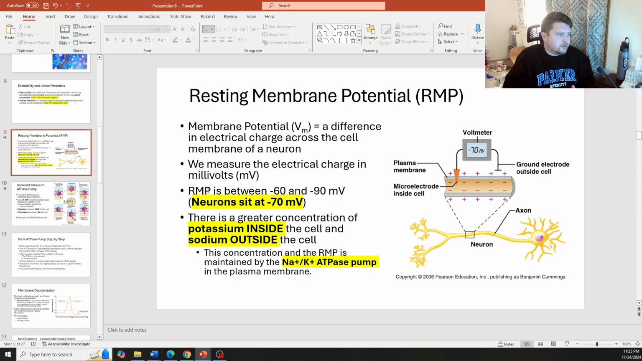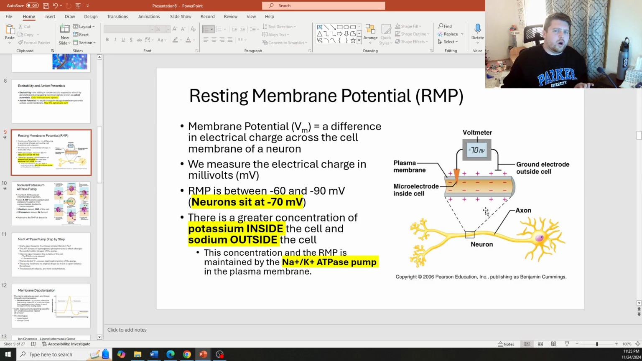Resting membrane potential is what we could call the resting, standard, or inactive state of a cell, where it's just sitting there in homeostasis, in equilibrium, everything's balanced, not doing anything. It's going to have a specific charge, and that is the resting membrane potential. For neurons, that sits at about negative 70 millivolts. We measure the electrical charge in millivolts, but it can range anywhere from negative 60 all the way down to negative 90, depending on the cells.